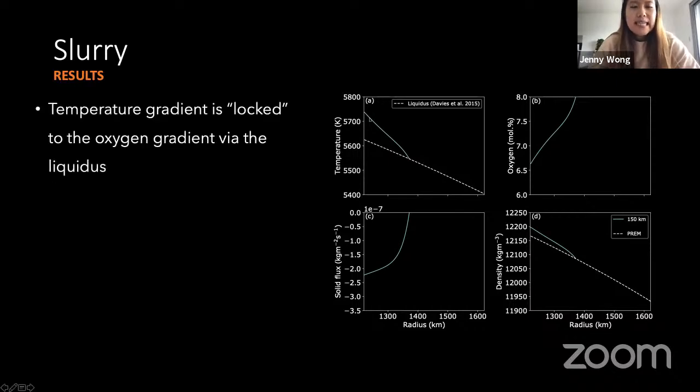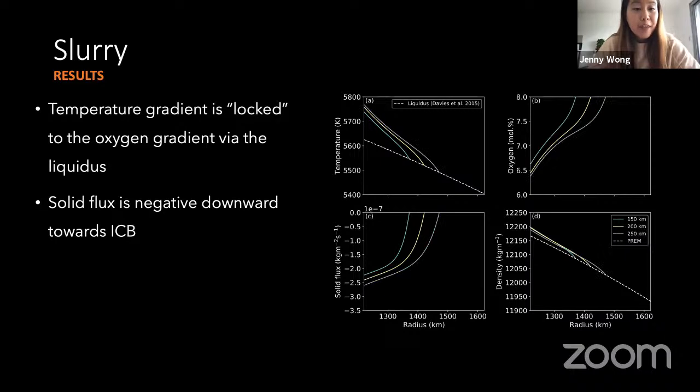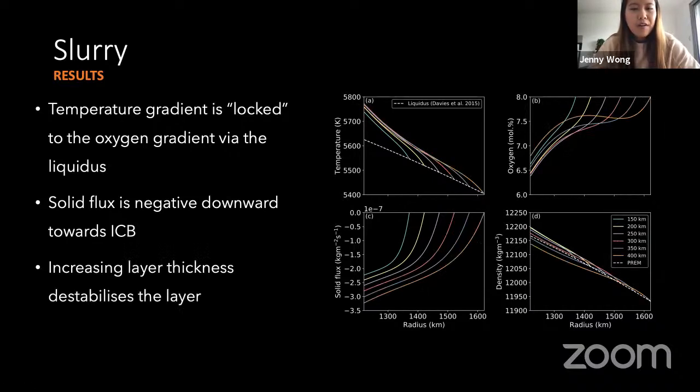One of the features you can see is the effect of the liquidus constraint, because the gradients of temperature and oxygen are locked together. And I mentioned that the solid flux is negative downwards, and here are progressively thicker layers. The first line was for 150 kilometers thick, and I vary this until 400 kilometers. What you can see with the densities is that increasing the layer thickness destabilizes the layer, because now you can see that it's actually dipping below the PREM value.